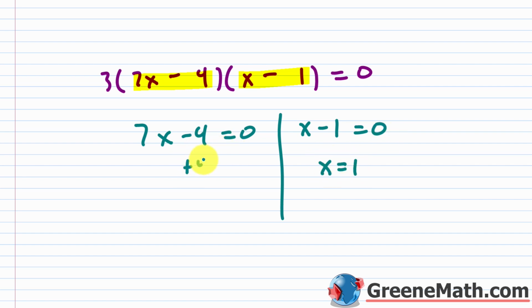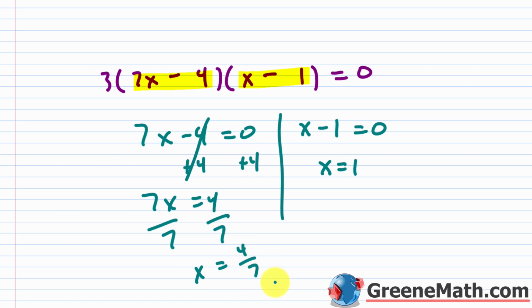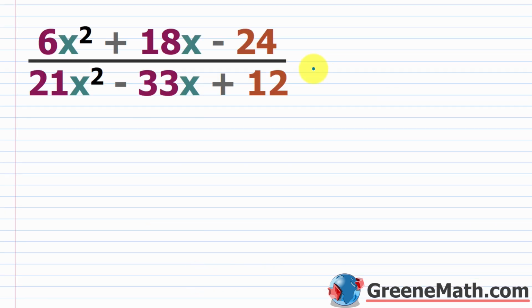Here, you would have to do a little bit more work. So add 4 to both sides. That cancels. 7x is equal to 4. Divide both sides by 7. You're going to get x is equal to 4 sevenths. So 4 sevenths or 1, if you plug that into your rational expression for x, you're going to get a denominator of 0. Again, that's where it's going to be undefined. Let's put x is not equal to 4 sevenths and then also 1.